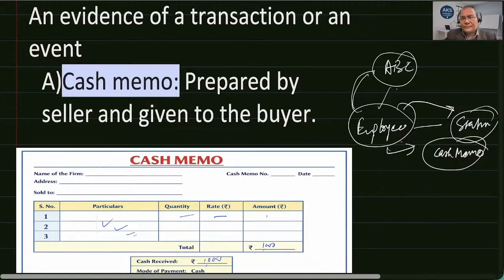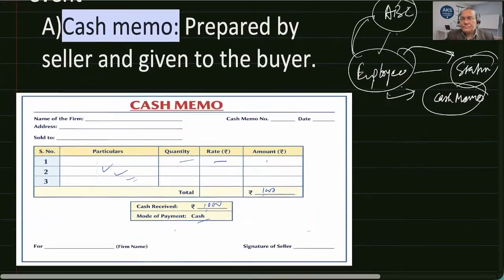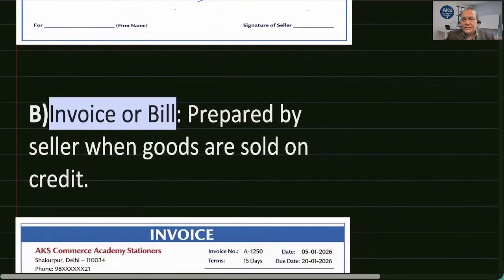The accountant of the firm enters in the books of account, or the accountant enters in the books of account on behalf of the firm. This is understood. The cash memo is given by the seller to the buyer, and payment is made in cash or check. Invoice. Now, it is not only cash sales that happen in an organization, there are credit sales as well.